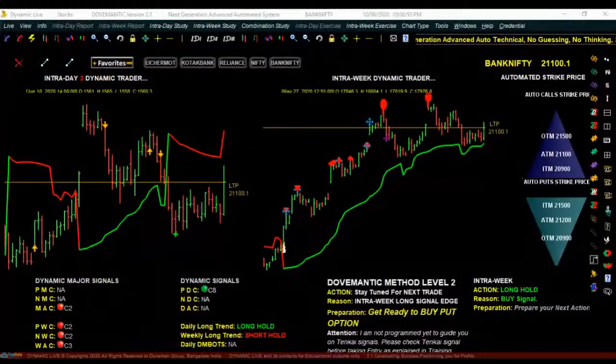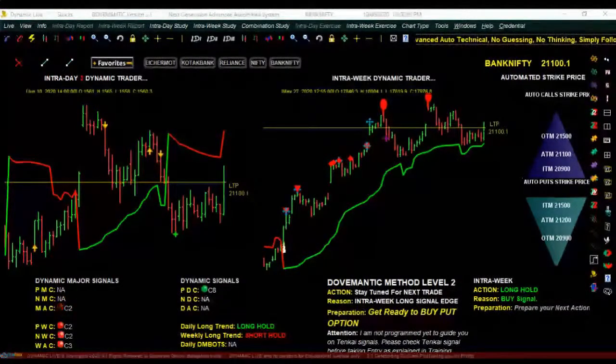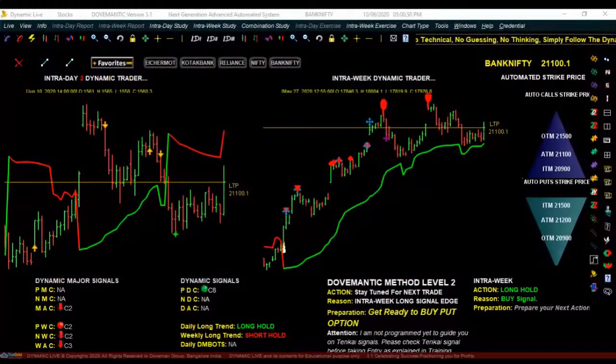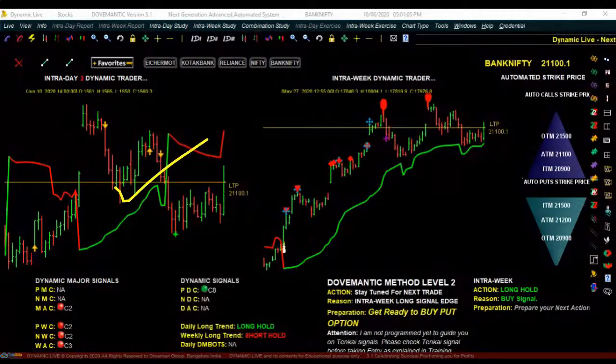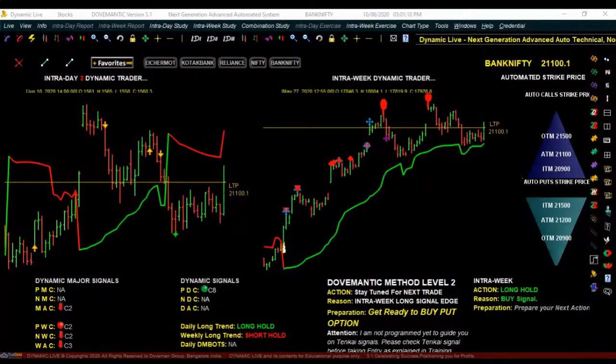Once you have subscribed for Dynamic Live, once it is installed and activated, when you open it, this is how it is going to look. And whichever script or stock or index that you have selected, you will be able to see two different charts. The one on the right side, we call it the intra-week chart, and the one on the left side, we call it the intraday 3 chart. Got it? And in both these charts, you can see there is this line here.